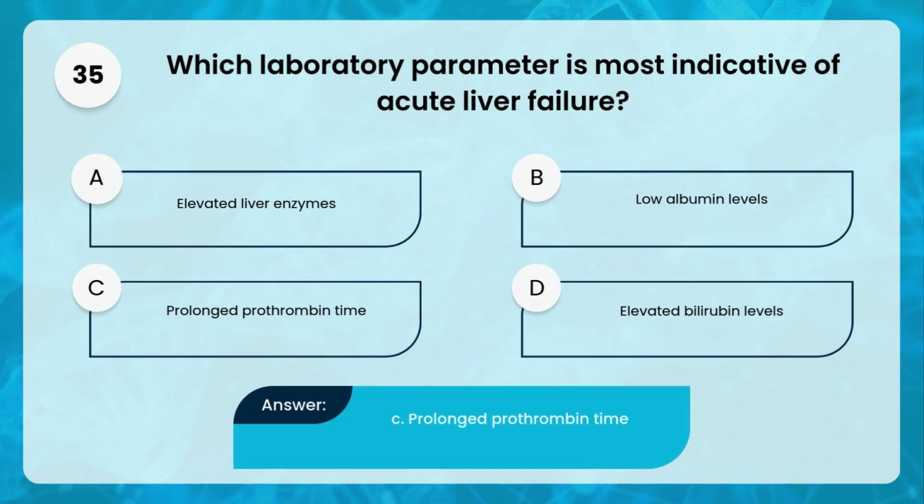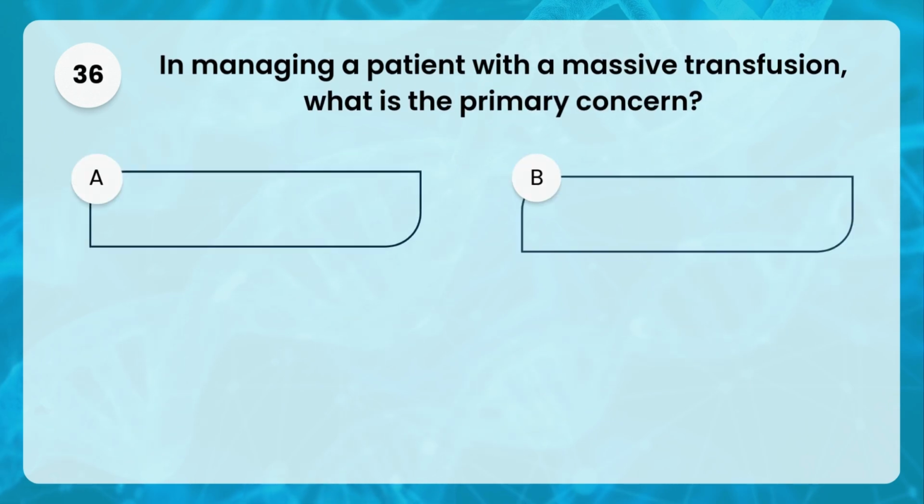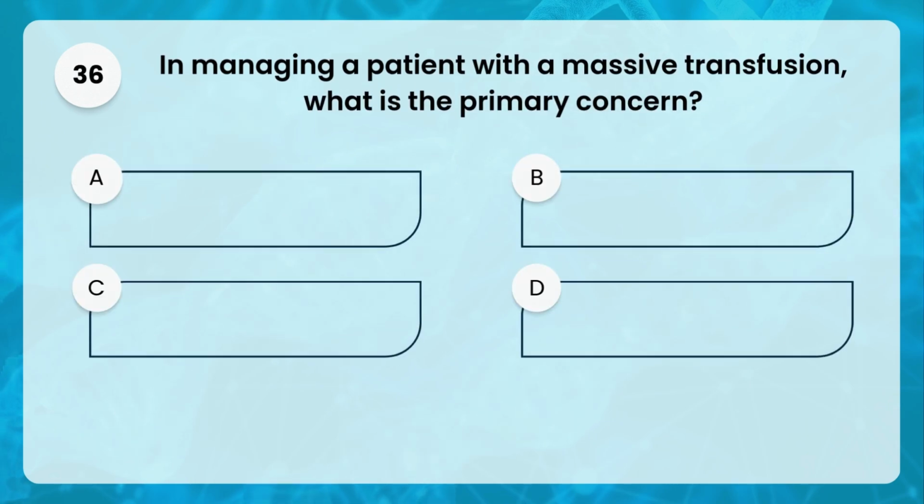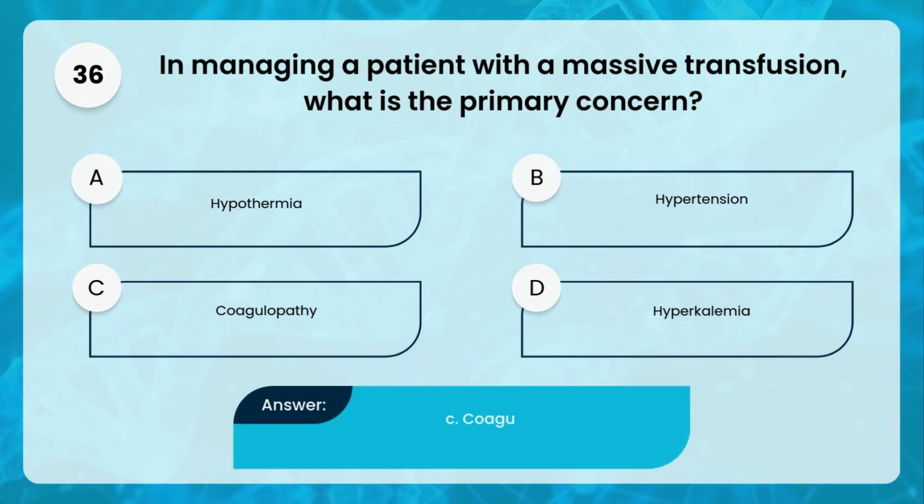Prolonged prothrombin time. 36. In managing a patient with a massive transfusion, what is the primary concern? A. Hypothermia. B. Hypertension. C. Coagulopathy. Or D. Hyperkalemia. The answer is C.